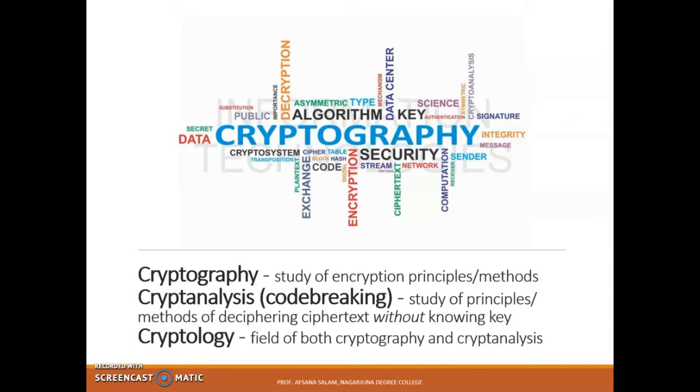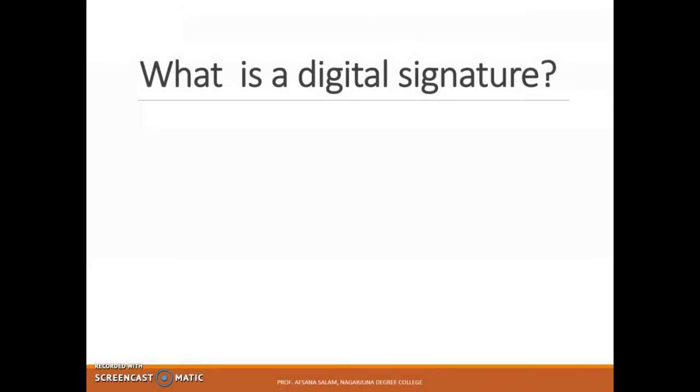Okay, so we have cryptology. It's actually a field for both cryptography and cryptanalysis. So the first one, with the help of a key, when you are converting, the study of the method which you use for encryption is nothing but cryptography. And cryptanalysis is the code breaking, which is without using a key. When you are able to decrypt the ciphertext, then it is nothing but cryptanalysis or code breaking. When you are doing both fields, that particular study is nothing but cryptology.